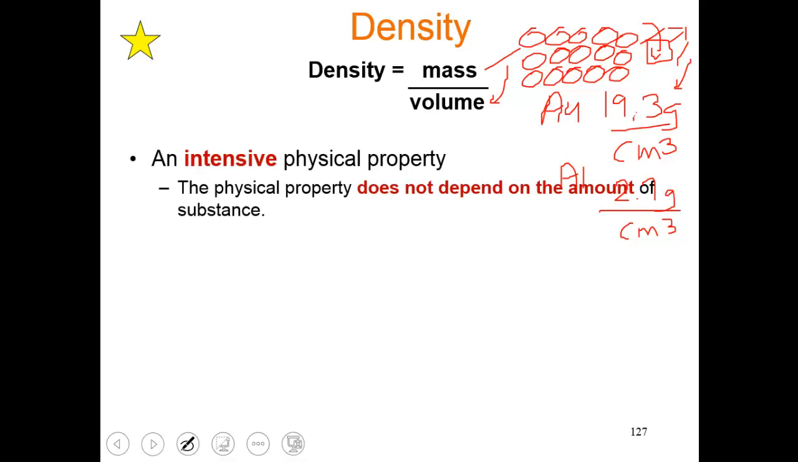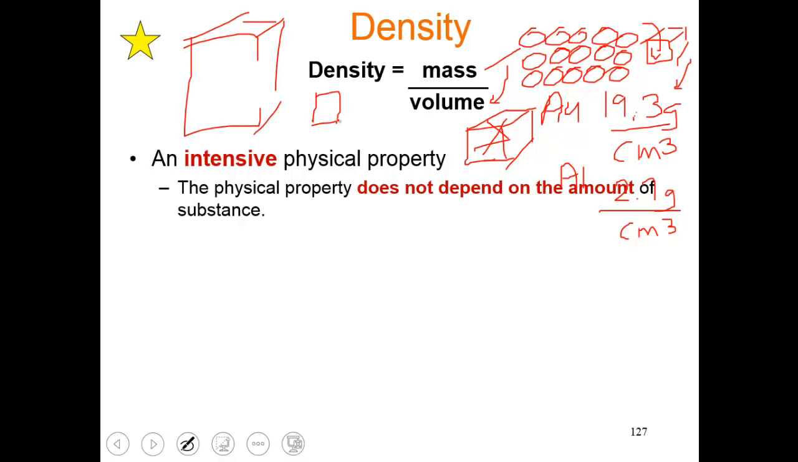It is an intensive property, so it does not depend upon the amount of the substance. It is how closely packed the atoms are within a certain section that we've pulled out of the element. And so it doesn't matter if we take a very large block of gold or a very small block of gold. The density or the packing of the gold atoms within that sample will always be 19.3 grams per centimeter cubed.